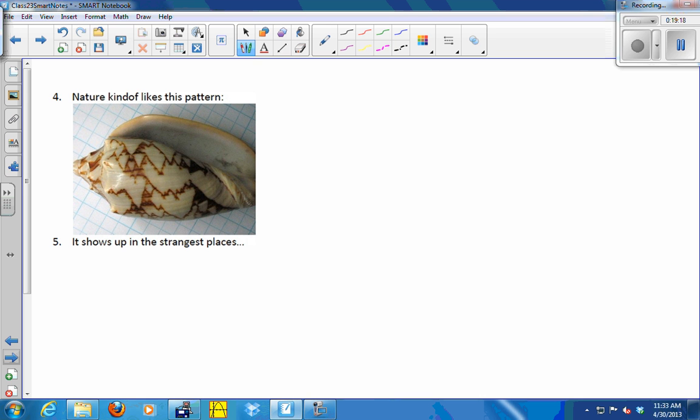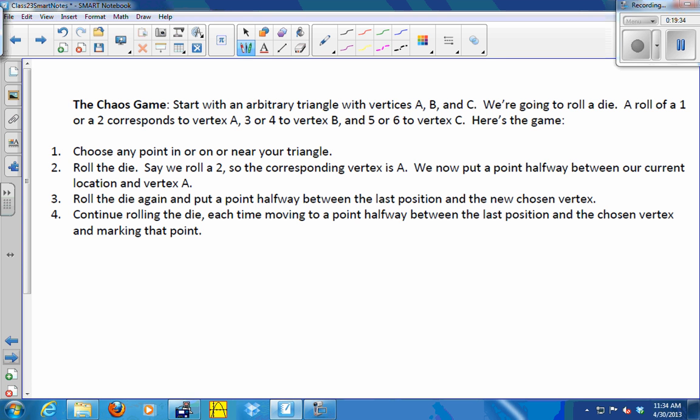So nature kind of likes this pattern. Found a shell with what looks like a Sierpinski gasket pattern on it. And it shows up in some crazy places. I'm going to show you 2 of them. Get ready to be blown away. Awesome. So the first one is called the chaos game.